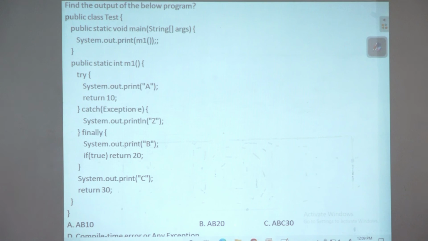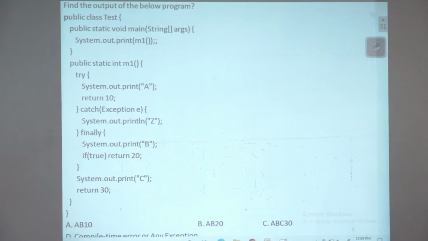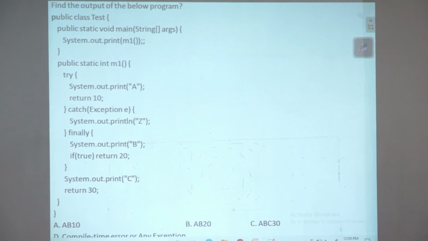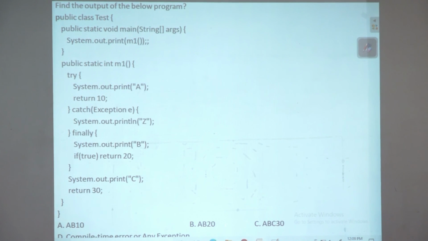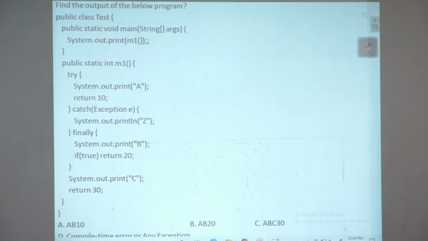You always start looking at main. So in main we have M1. M1 is getting called. This is similar to what we did. M1 prints A and returns 10. So that 10 is printed.